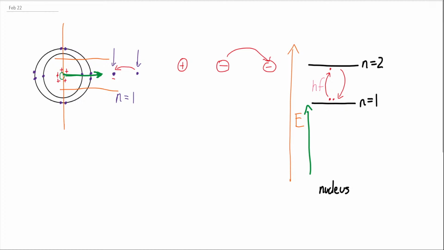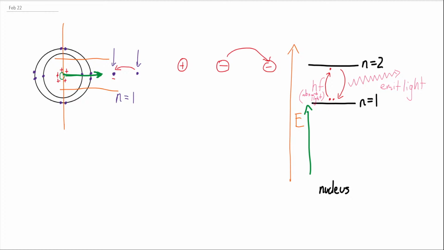So this will absorb light. And an electron will jump up for a second. And then it will give off some energy, and so it will emit light as it goes back down.